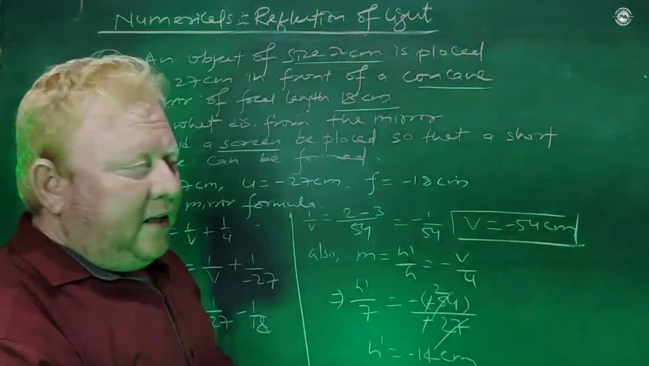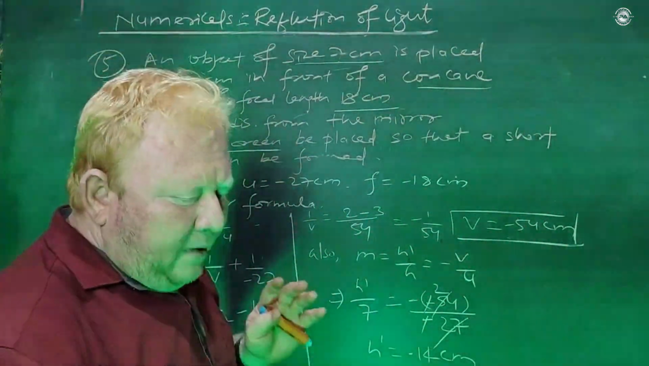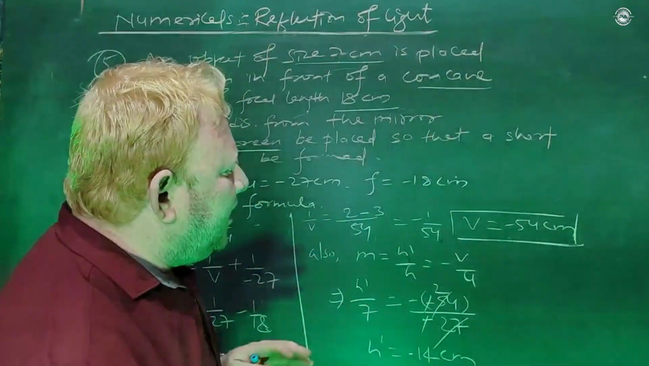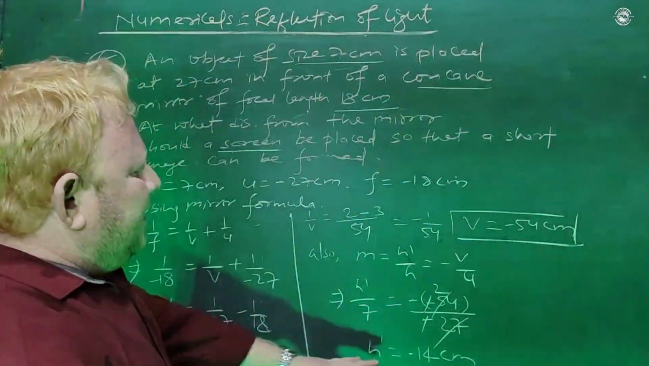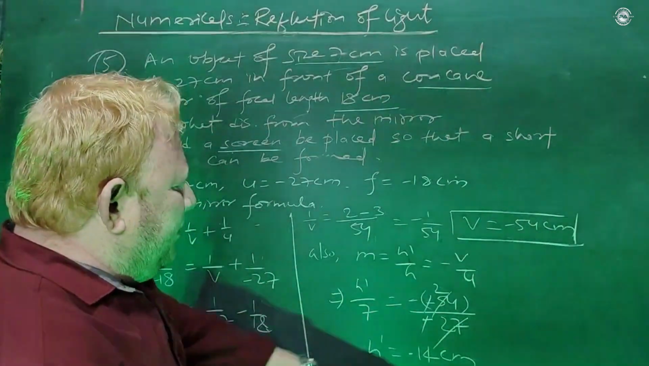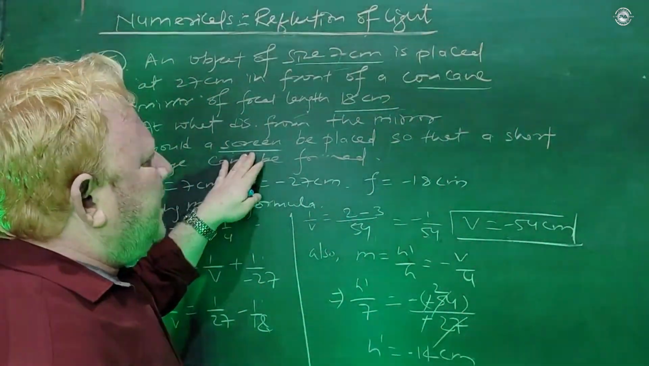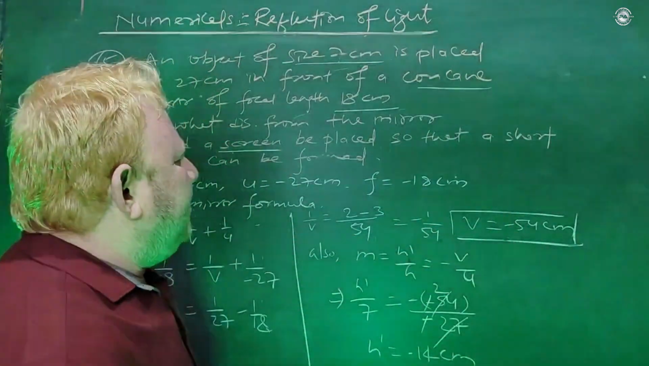So of course, if the object height is 7 centimeter, the image height is 14 centimeter. What does it mean? It means that the image is bigger, I mean magnified. Of course it is real and inverted. So a real, inverted, magnified image is formed, the size of the image is 14 centimeter, and the screen is to be placed at 54 centimeter.